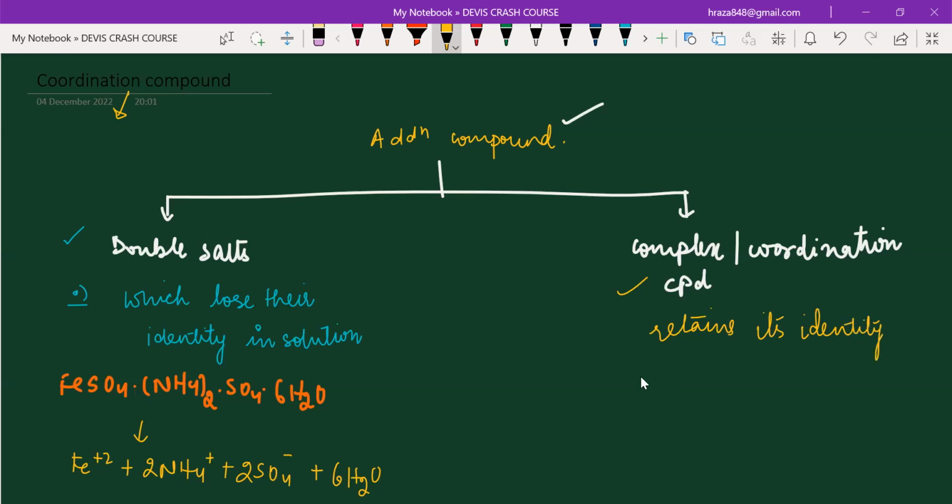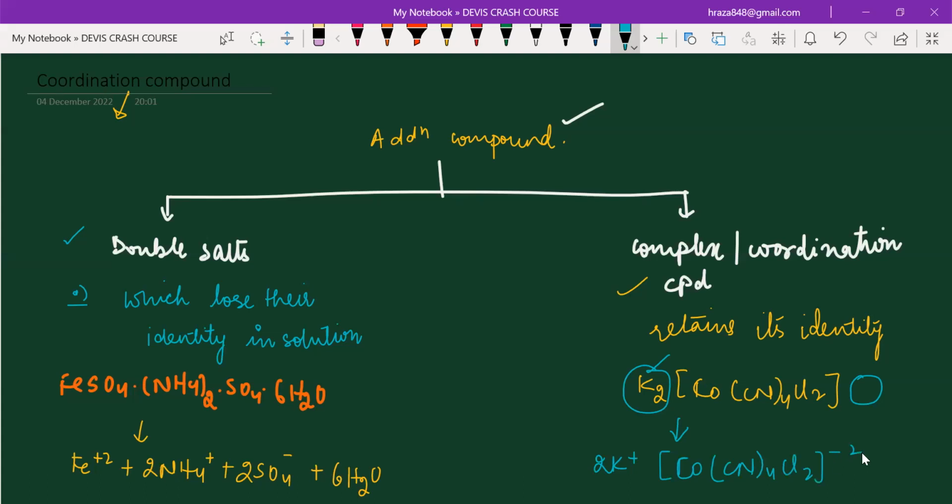So if you have a complex compound, K2[Co(CN)4]Cl2, and you dissolve it, the species present outside the bracket will be dissociated into ions, but inside the bracket it won't be dissociated. It will be as it is. Is that clear? So the addition compound which retains its identity even in solution is a complex compound, and the one which does not retain its identity is called a double salt.